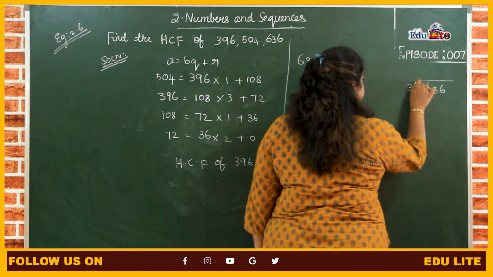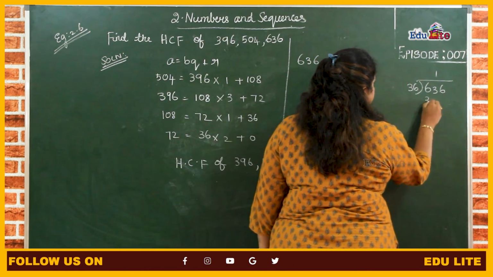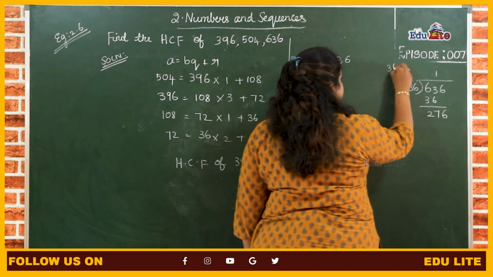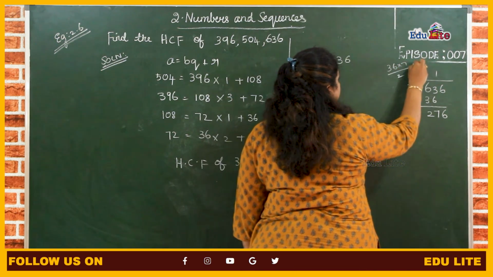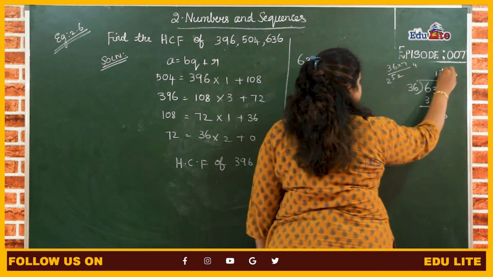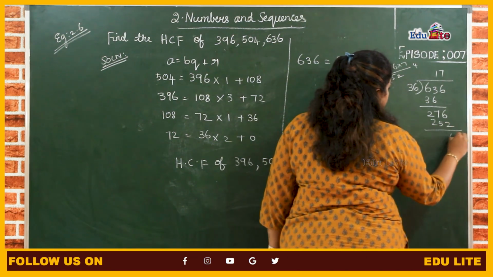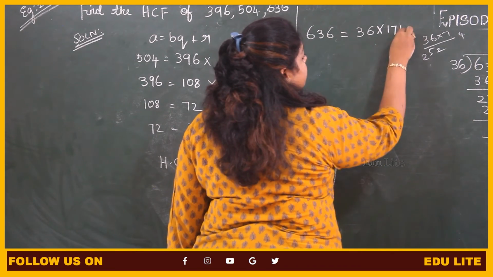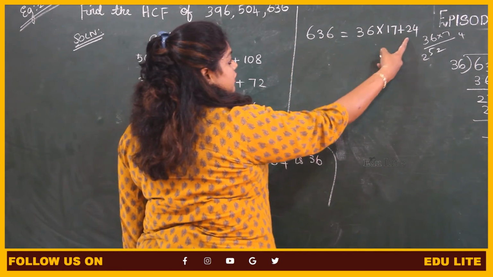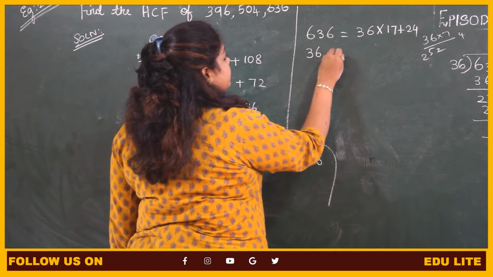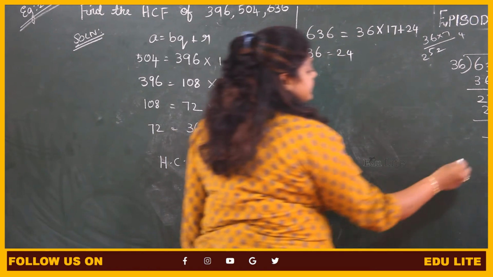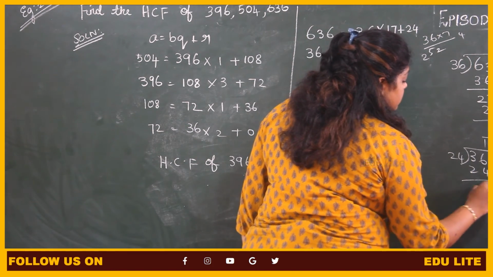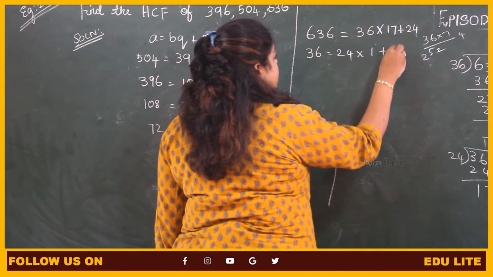636 divided by 36. So what shall we do? 36 into 17 is 612, so 36 into 17 plus 24. Now the remainder is 24, not 0, so we have to proceed. 36 will become the dividend and this 24 will become the divisor. So 36 divided by 24, 1 time 24, remainder 12. 24 into 1 plus 12.